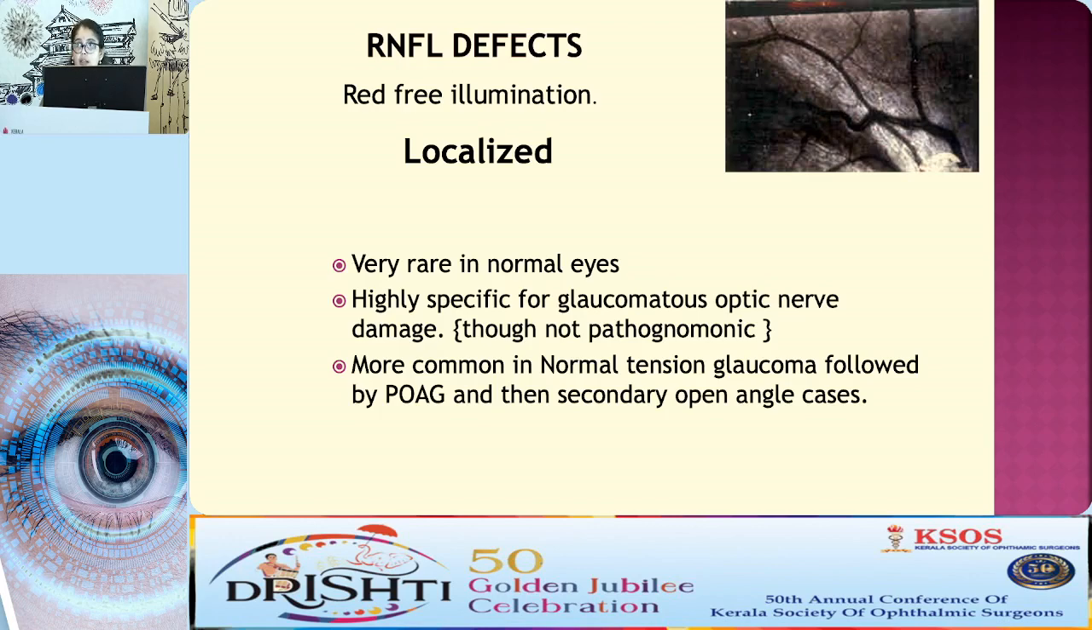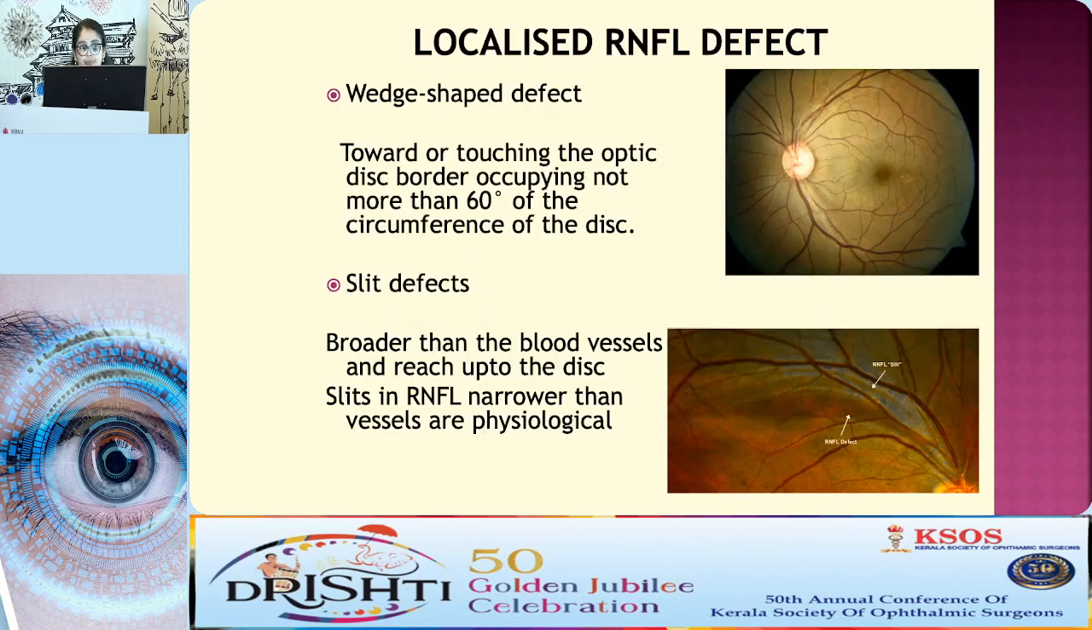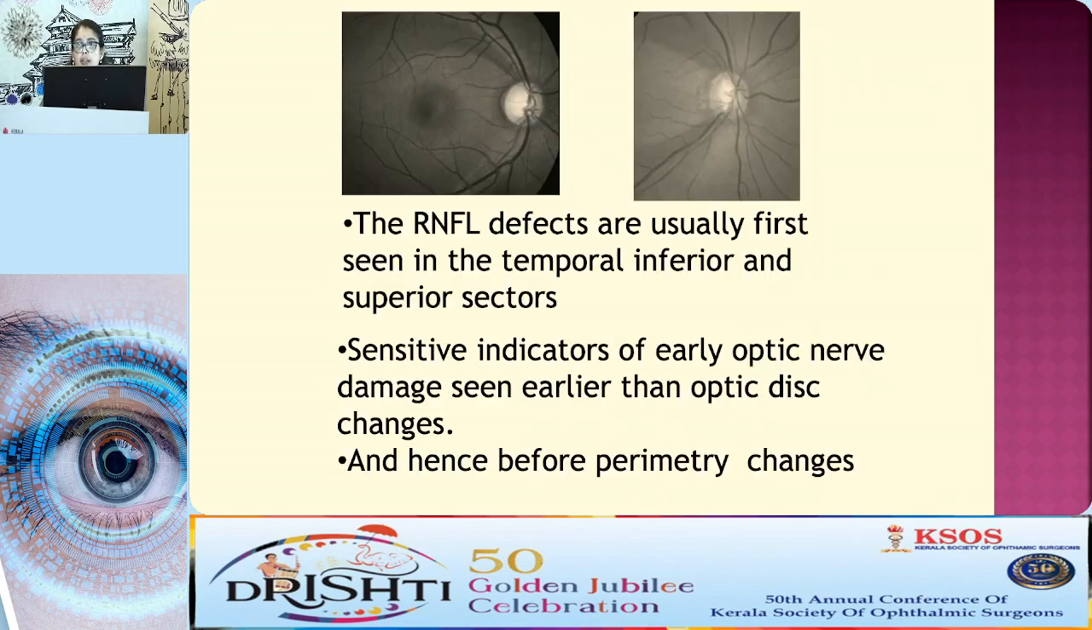And they're more commonly encountered in the normal tension group. It could be wedge-shaped or slit defects, and the slit has to be broader than the blood vessels to actually call it a defect, because it can occur physiologically too. And again, in the supratemporal and infratemporal, where they are the thickest, that is where the defects are also seen.